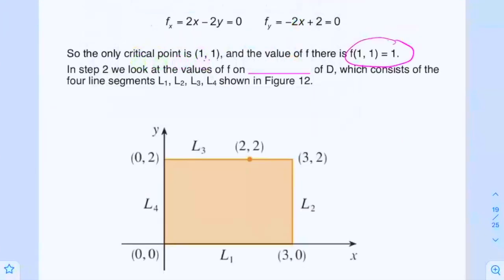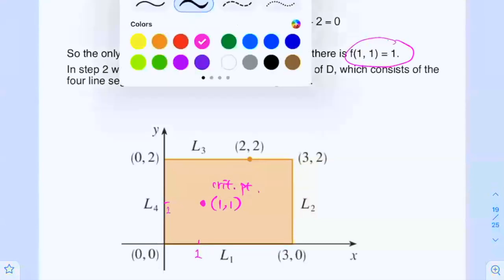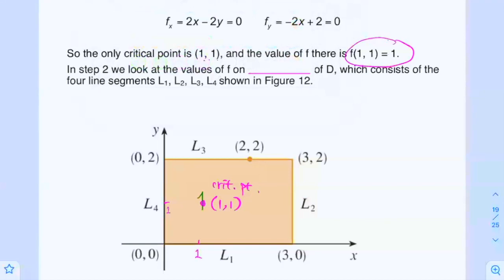So here is going to be 1, and here is going to be 1. At this point (1, 1), this is the critical point. The function value is 1, right? So I know that it is 1. The function value is 1, okay? So that's the critical point.